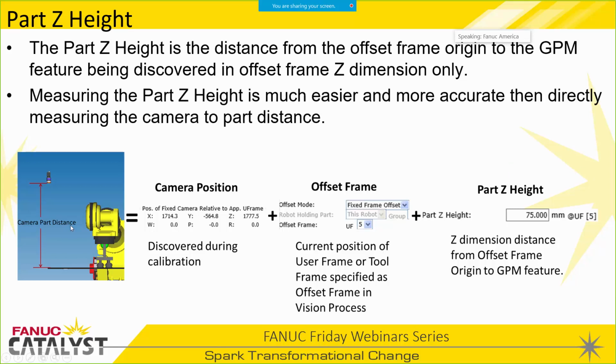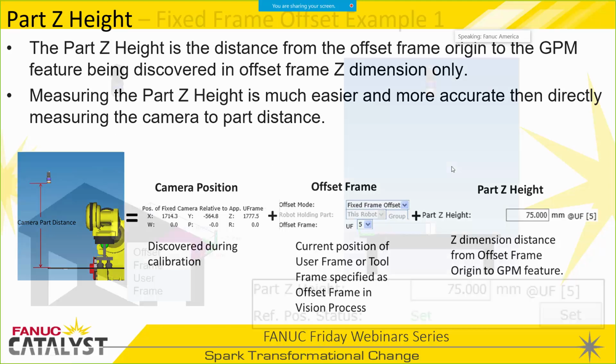If you actually had to measure the camera distance, the distance from the feature to the camera, that could be very cumbersome and difficult to do accurately because often the cameras are mounted up high to get the required field of view. So the part Z height is a generally easy thing to measure and enter. But the point is, it needs to be accurate. Otherwise, you're not going to get accurate information.